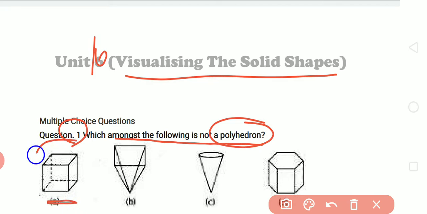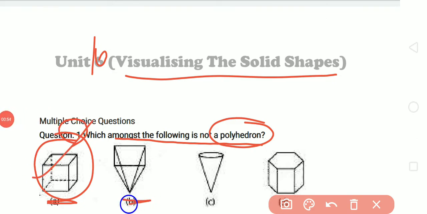Here you can see this is a cube. So cube is made up of 6 faces, and all the faces are polygons because all the faces are squares. Square is also a polygon because it is made up of straight lines only. So yes, it is a polyhedron. Now come to the next one.